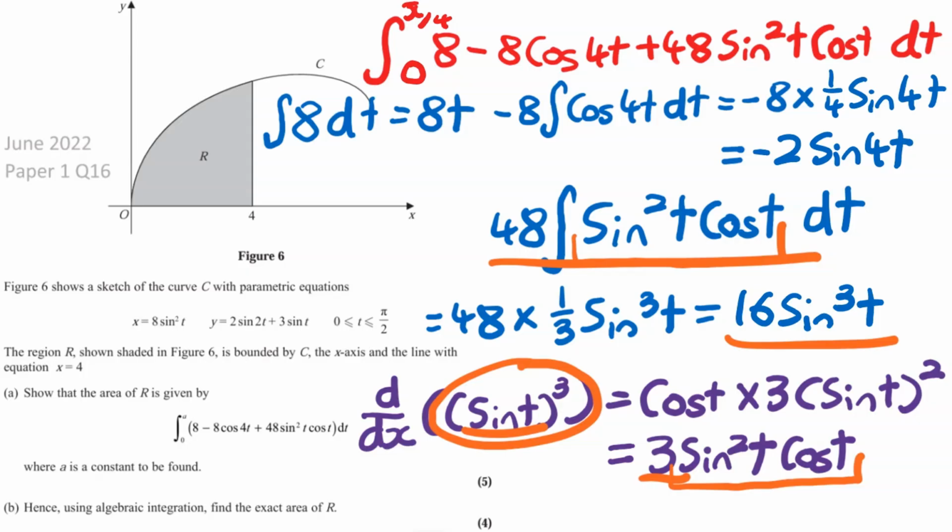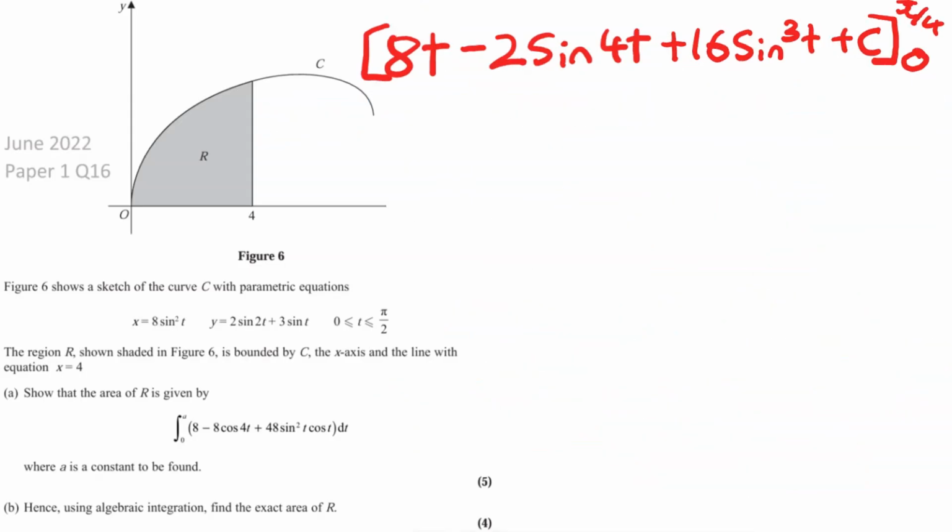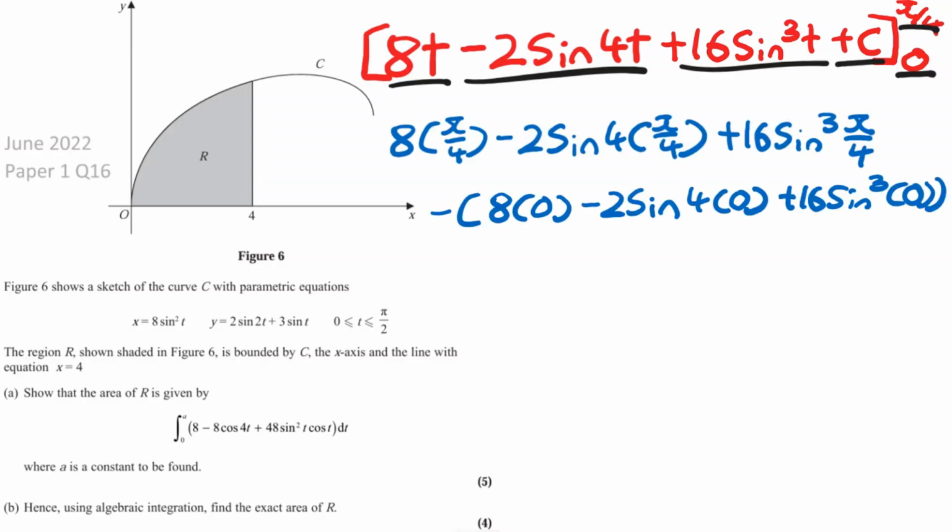So therefore, this entire integral is these three terms added together. Okay, so this here is the answer to the integral, 8t minus 2 sin 4t plus 16 sin cubed t plus c. And now we need to sub in these limits of pi over 4 and 0, which is what I've done down here. And we can do some simplifying here. So 8 times pi over 4 is 2 pi. This term here, we have 4 times pi over 4, which is pi. So this is sin of pi, and sin pi is 0. So this term will just cancel out.